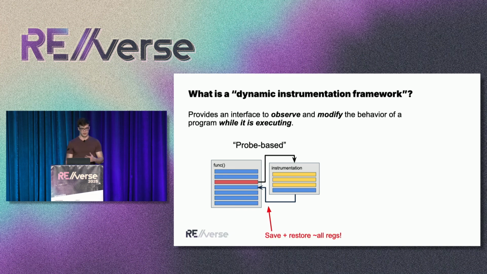The thing about this is that at this boundary, you have to save and restore basically all registers, because the instrumentation can do arbitrarily complex things, like jump out to V8 and compile some stuff and then run it. Or I guess in our case, maybe we want to call into Python.